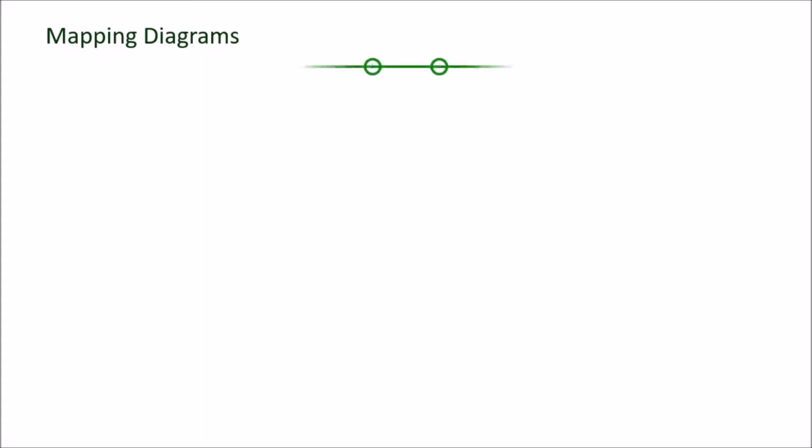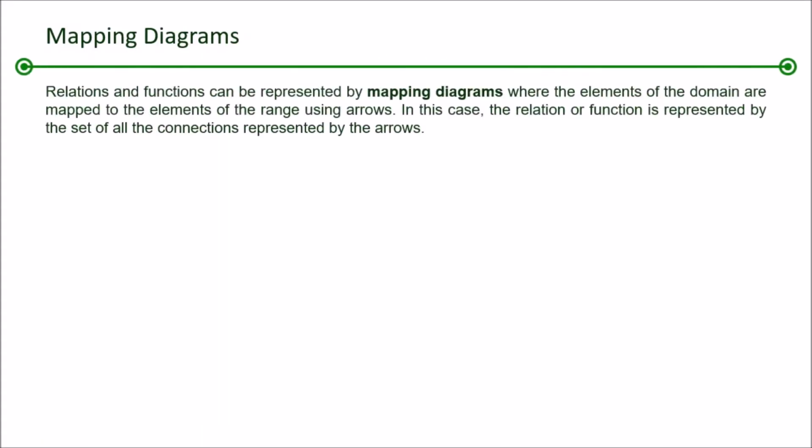Mapping diagrams. Relations and functions can be represented by mapping diagrams, where the elements of the domain are mapped to the elements of the range using arrows. In this case, the relation or function is represented by the set of all the connections represented by the arrows.